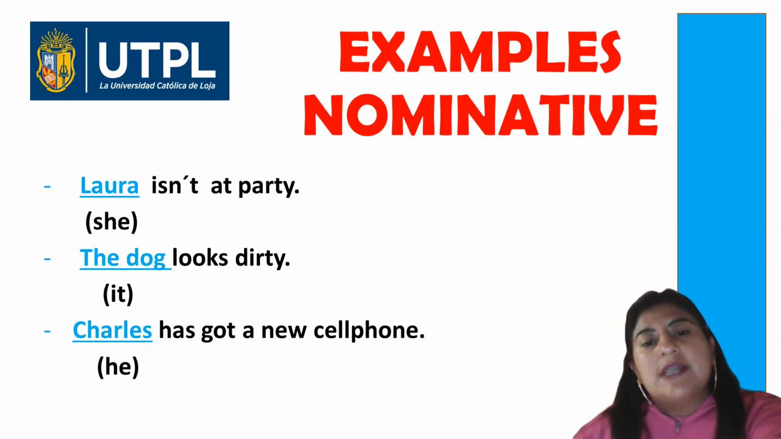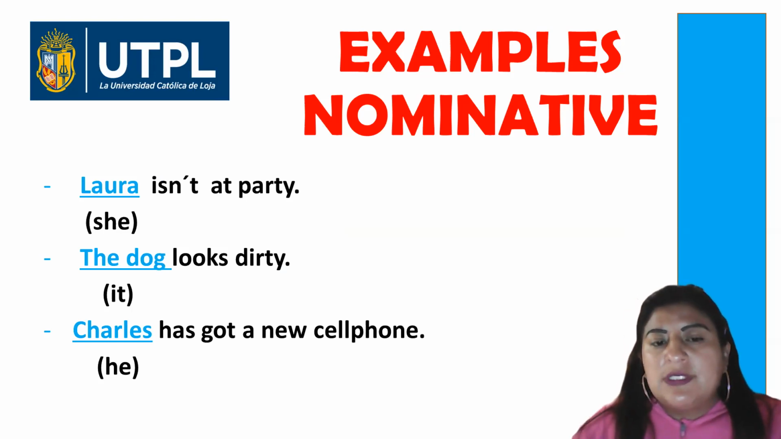I wrote some examples about nominative case. I wrote 5 examples. Those are: Laura isn't at the park. In this case, we analyze Laura is the subject, and its pronoun is she. The nominative is Laura, she, the pronoun. The other sentence said the dog looks dirty. The dog is the subject, that is nominative, and its pronoun is it.